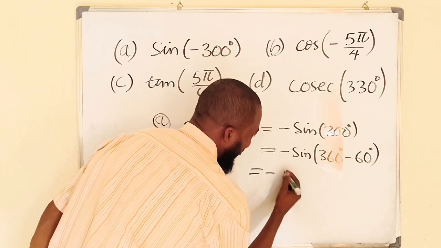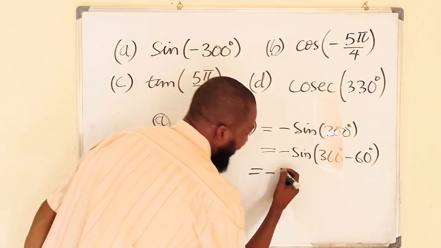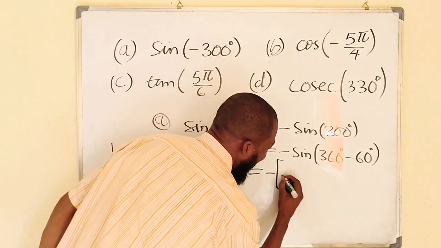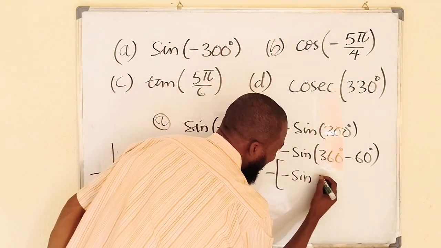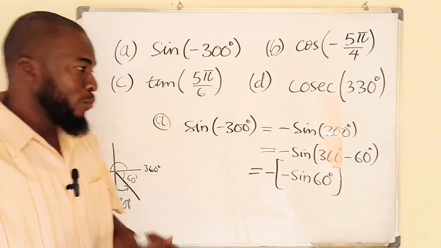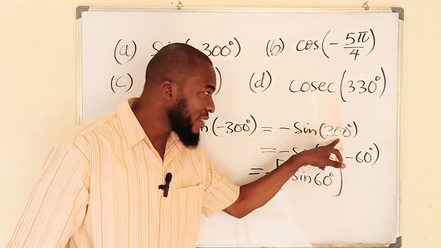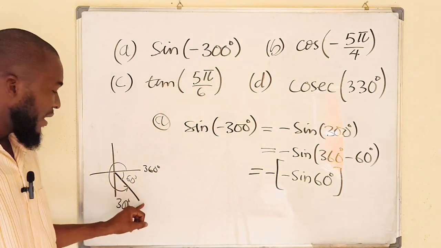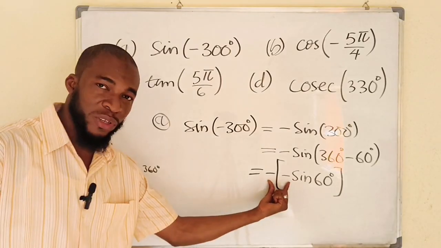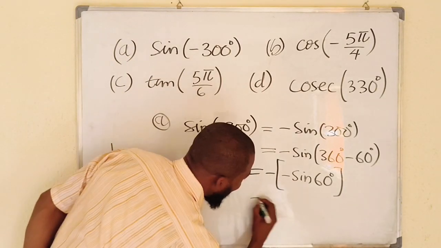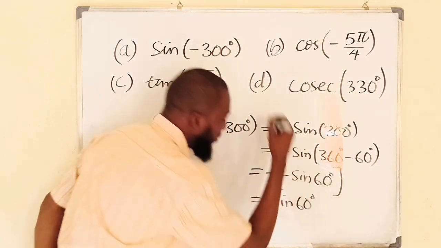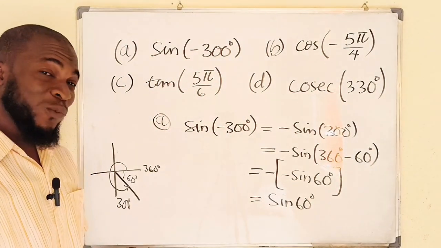Then, okay, let me write it like this. Negative times, because this will be negative sine of 60 degrees. Because we know that sine of this angle 300, which lies in the fourth quadrant, must be negative, and already we have another negative, so the two negatives will multiply. So this will be just sine of 60 degrees. So you can see that the result will be positive.